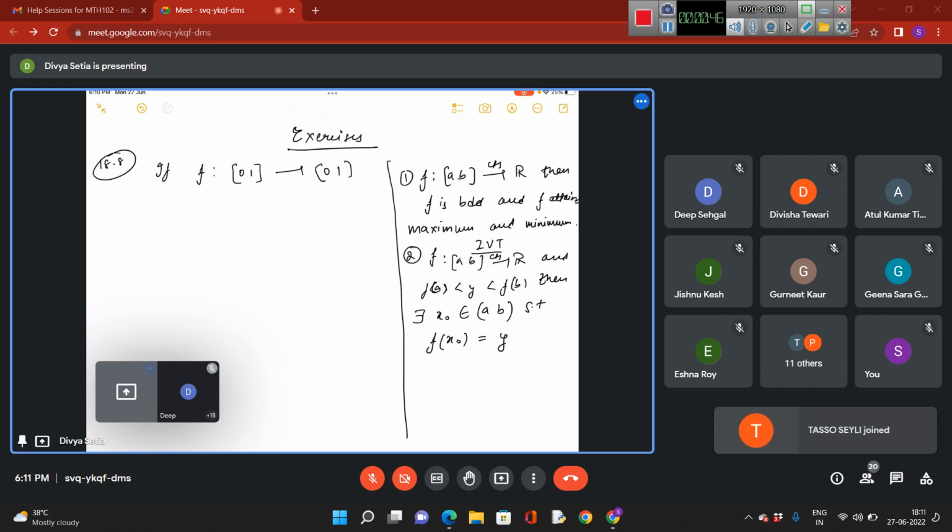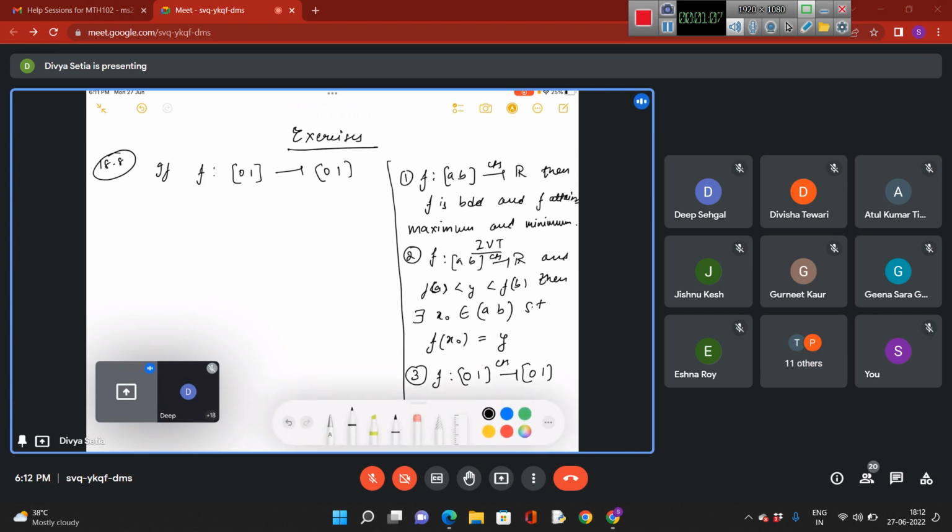Fine. And the third result that we have is, if f is a function from 0, 1 to 0, 1, then it has a fixed point. f is a continuous function from 0, 1 to 0, 1. Then there exists some x naught in 0, 1 such that f of x naught is x naught. That means there would exist some fixed point.